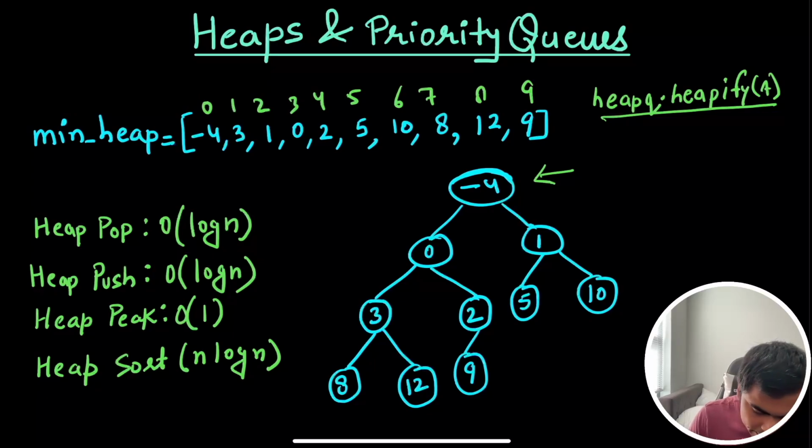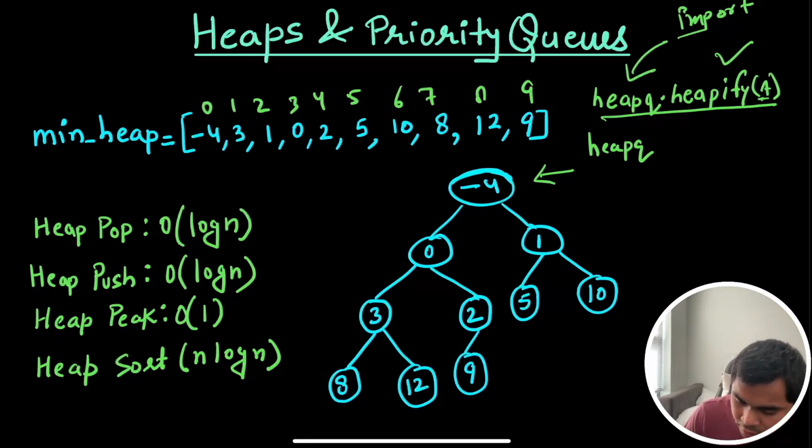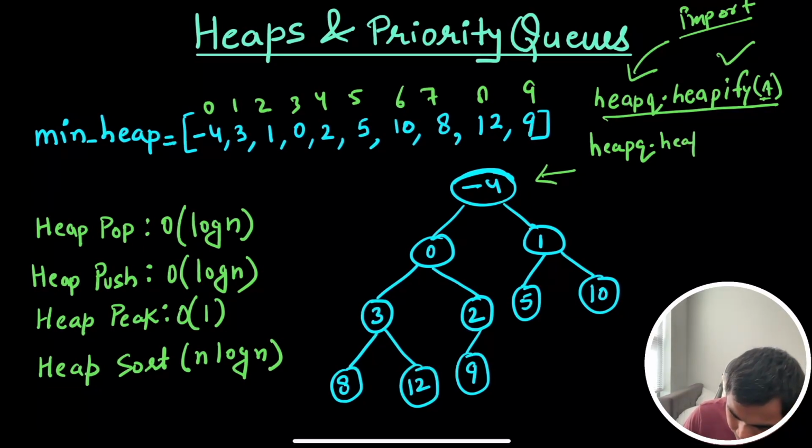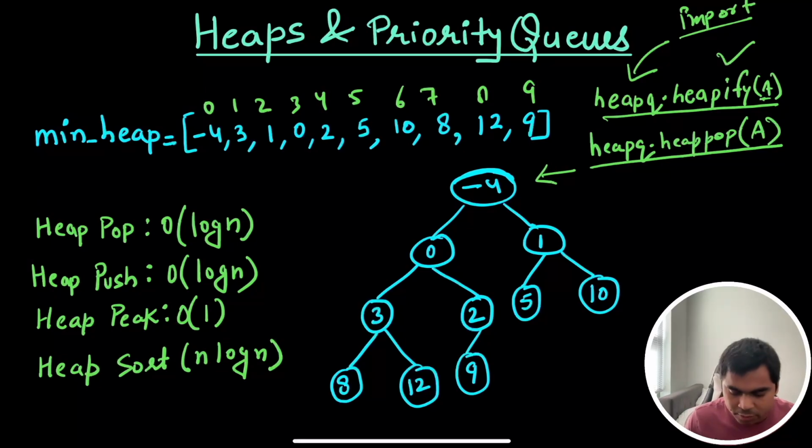Just like here we did heapq.heapify, and then you provide your array right here. Same way for heap pop, you will be doing heapq. By the way, don't forget to import this. You have to import it, and then heapq.heappop, so two p's, remember this, and then you provide the array. This will give you the minimum element, and this will pop this -4.